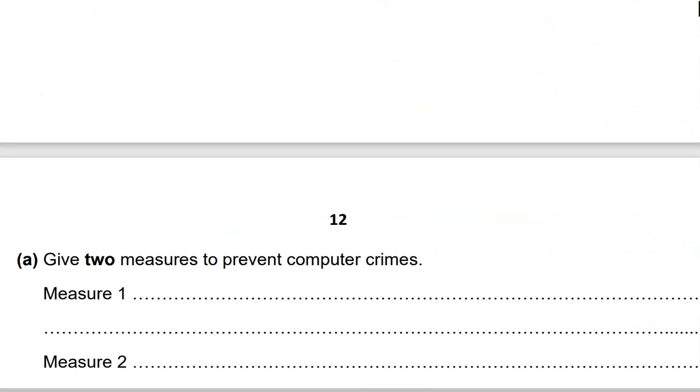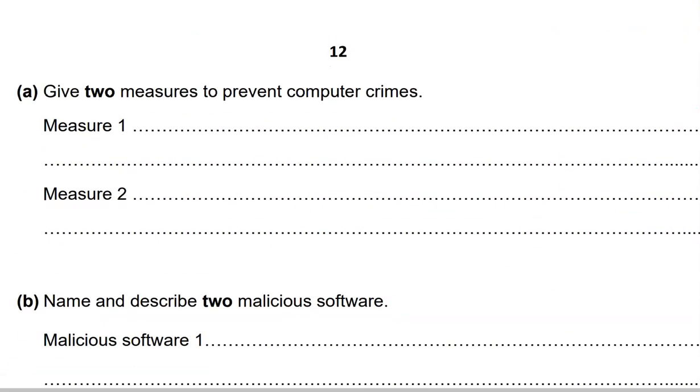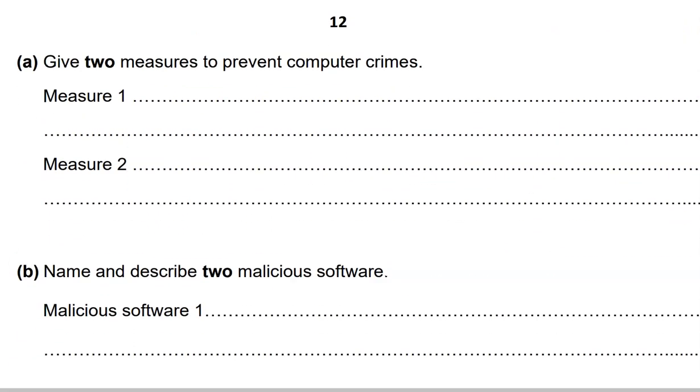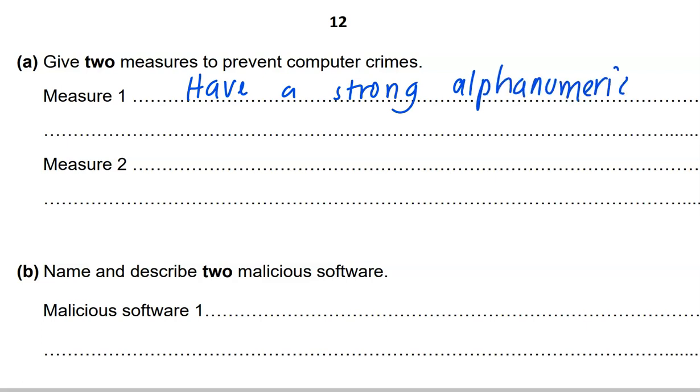Now we have number 27. Give 2 measures to prevent computer crimes. Okay, so 2 measures would be, you can say, use a strong alphanumeric password.